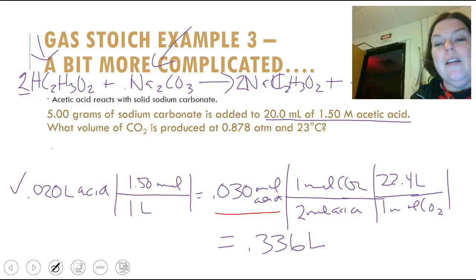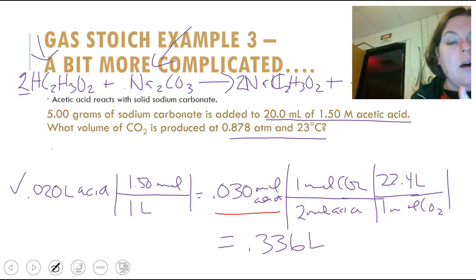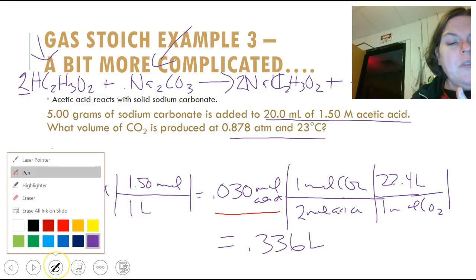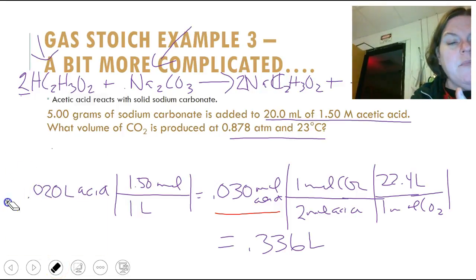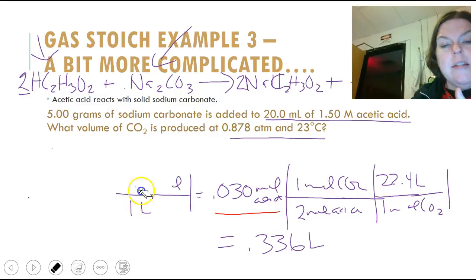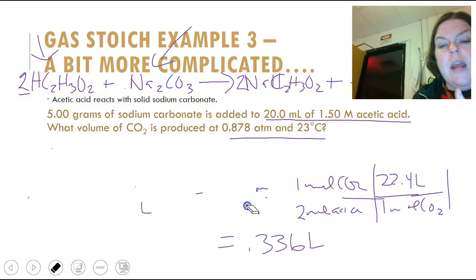But remember, I'm not at STP conditions. I also have water that I'm probably bubbling through, so I have to take that into account when I'm doing this problem. So got to erase one more time. Remember my answer. I'm going to leave that up there so that we have it.